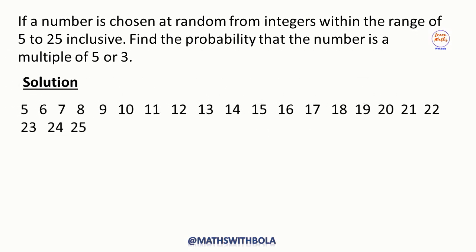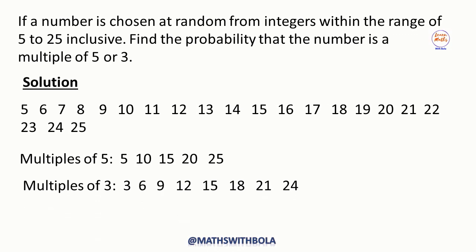Now, if we write the numbers 5 to 25, don't forget that the question says that it is not just the numbers in that range, but 5 and 25 are also included. Now, the multiples of 5 in the list of numbers are 5, 10, 15, 20, and 25. And the multiples of 3 are 3, 6, 9, 12, 15, 18, 21, and 24.